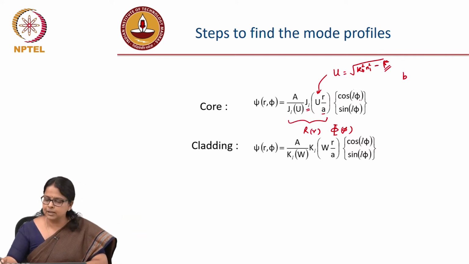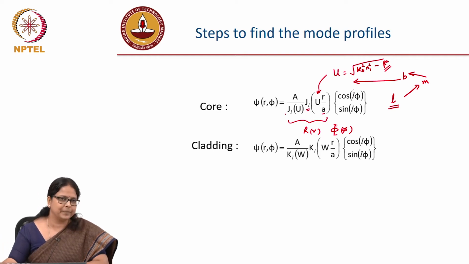And of course I have cos L phi, sin L phi, both solutions. So for each value of L I can find out what are those m solutions, find out the b's for those m solutions. From those b's I calculate u for those m solutions and then substitute here and find out. I can repeat it for all values of L. Okay. Similarly I can do for the cladding.